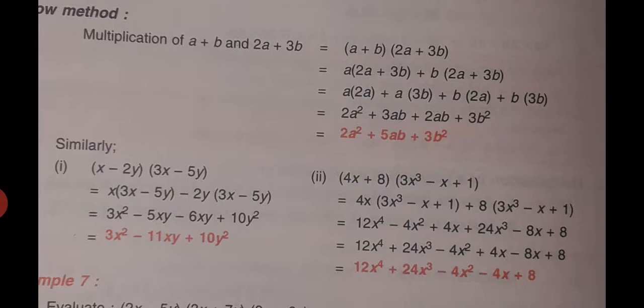Similarly, x minus 2y into 3x minus 5y is equal to x into 3x minus 5y and minus 2y into 3x minus 5y, and this is equal to 3x square minus 5xy minus 6xy plus 10y square, and finally 3x square minus 11xy plus 10y square.